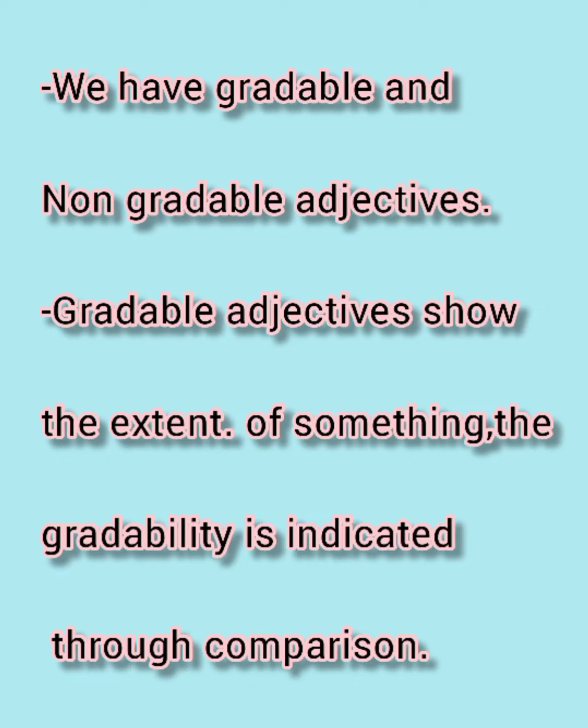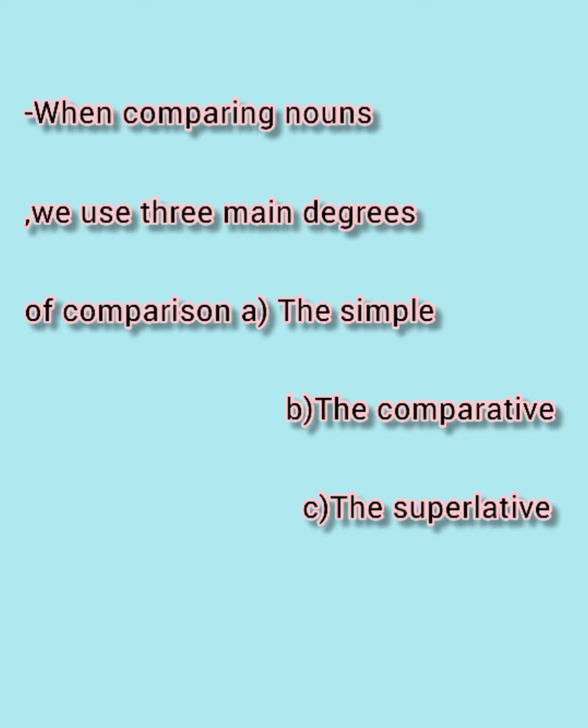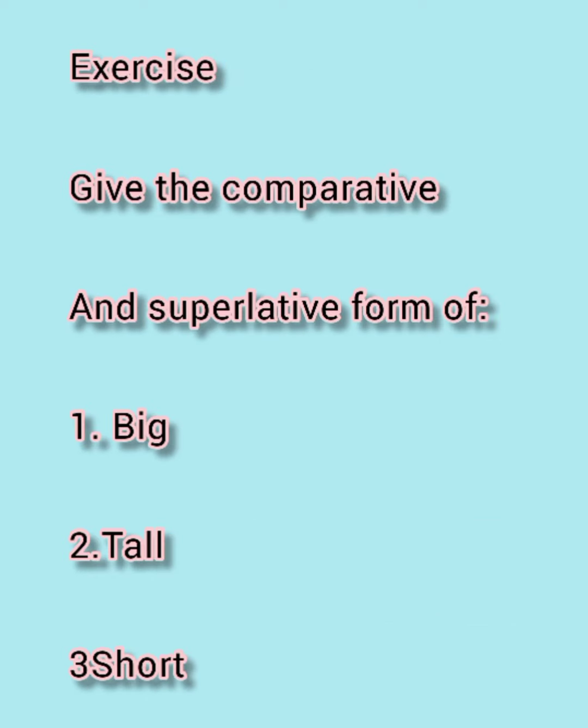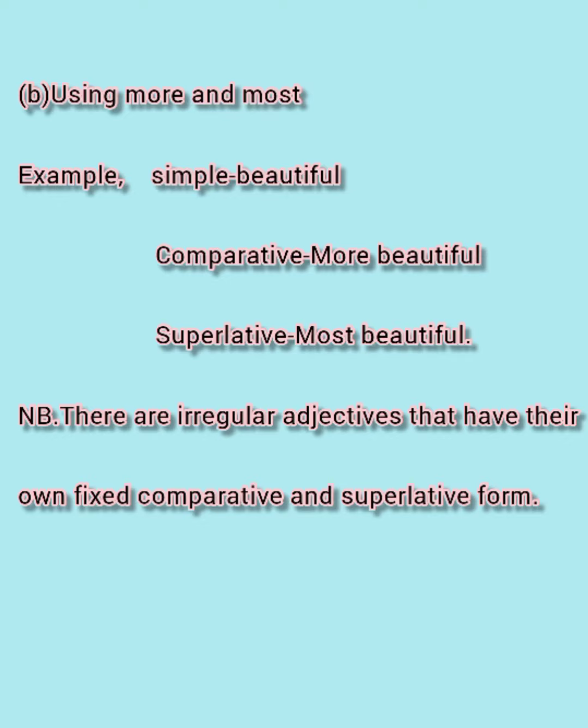We have gradable and non-gradable adjectives, whereby the gradable ones show the extent of something, and this gradability is indicated through comparison. And when we are comparing nouns, we use 3 main degrees: the simple, the comparative, and the superlative. Remember, we have ways in which adjectives can be used to show comparison, and one of the ways is adding er and est. That is, we have examples of big, bigger, biggest, tall, taller, tallest. Attempt the last one, guys.